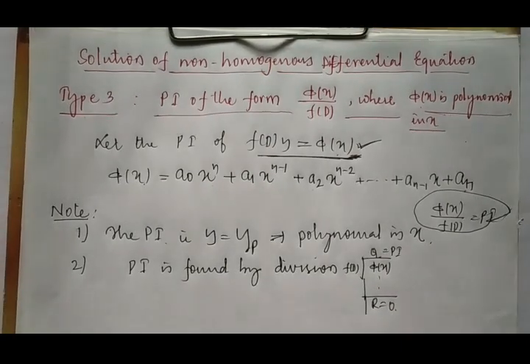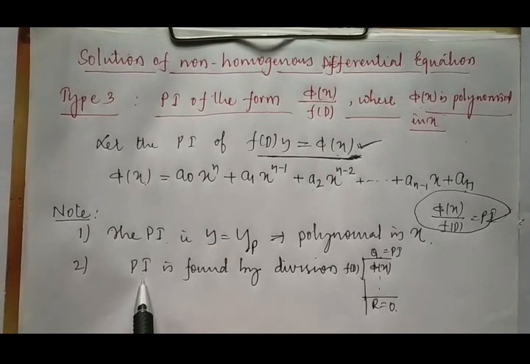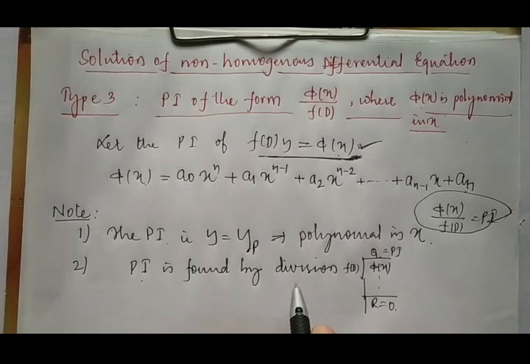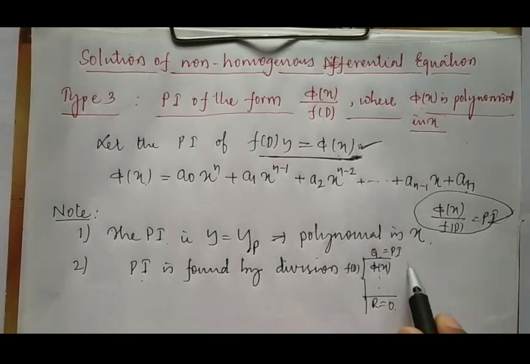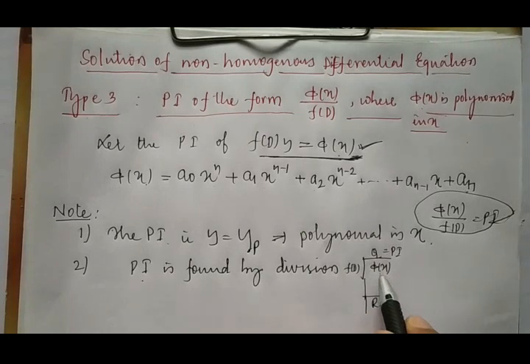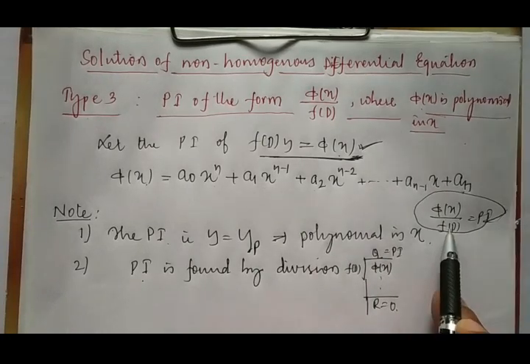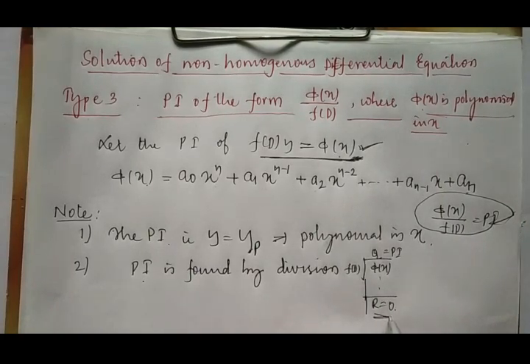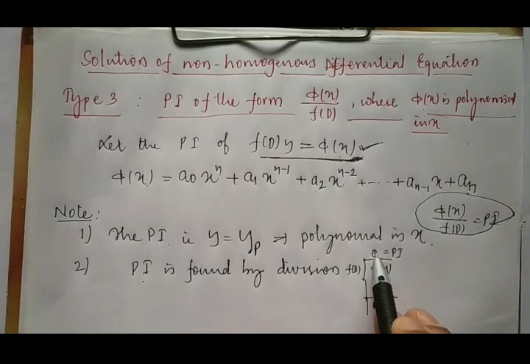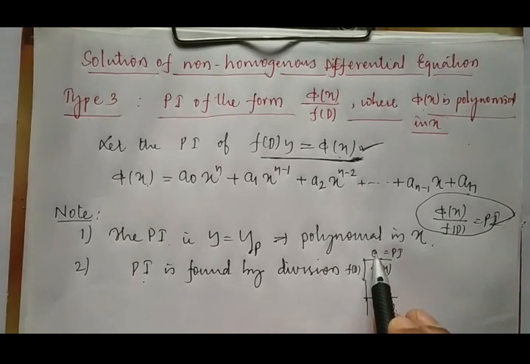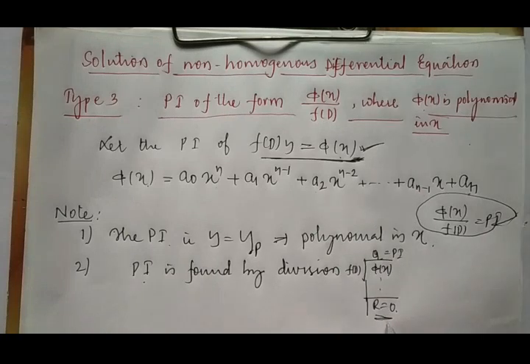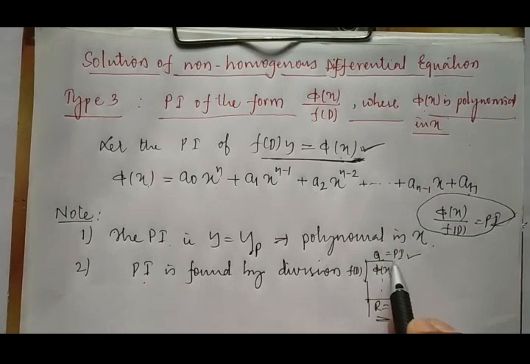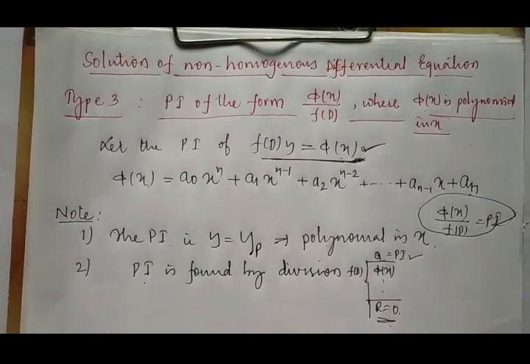Second, this particular integral can be found by using a division concept. What is the meaning of division concept? So we take the division of phi of x divided by f of D, which has to be calculated. Then we go on dividing this till the remainder becomes 0. When this remainder becomes 0, then we check its coefficient. That coefficient will be treated as a particular integral.